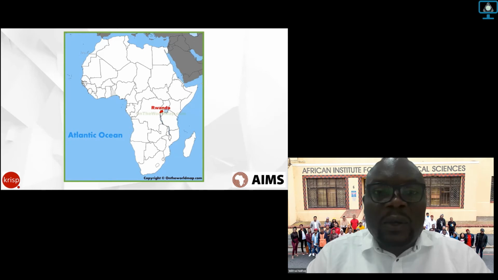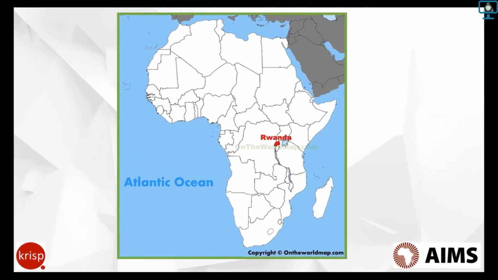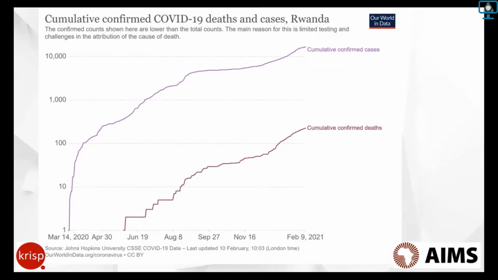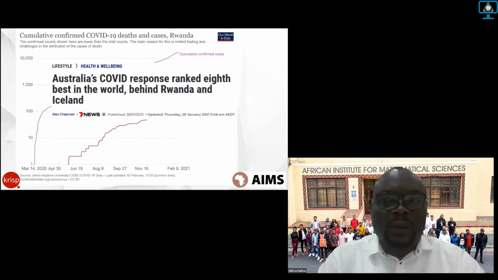I'm going to talk briefly about one of those countries which I'm proud of, and that is Rwanda. Rwanda is in East Africa. You see on the map, it's this little dot. The cumulative number of cases in the country is relatively low, and the number of deaths also is not that high. In fact, the effectiveness of the methods that were deployed to control the pandemic have been recognized by a number of institutions, including the World Bank.